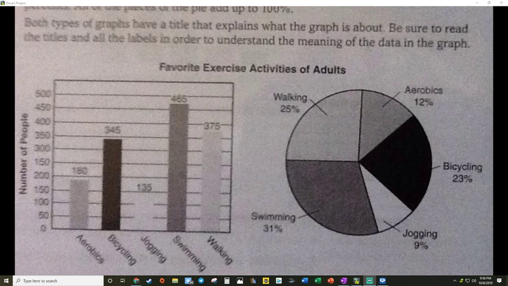Circle graphs are divided into wedges that look like pieces of pie. Same thing as the bar, the larger the wedge, the greater the number or greater the quantity. The only difference is on circle graphs, you can't go above 100%. All the wedges have to equal 100.